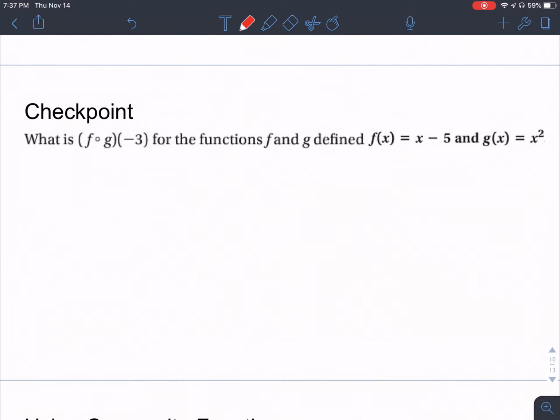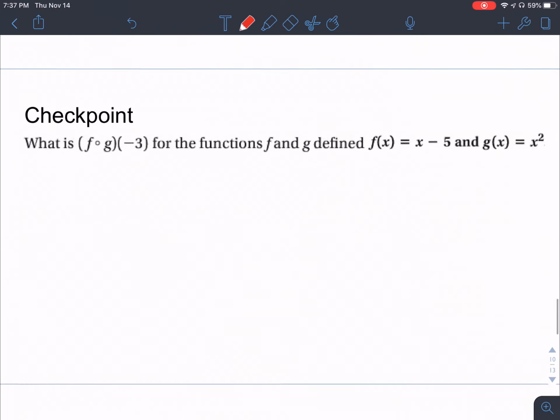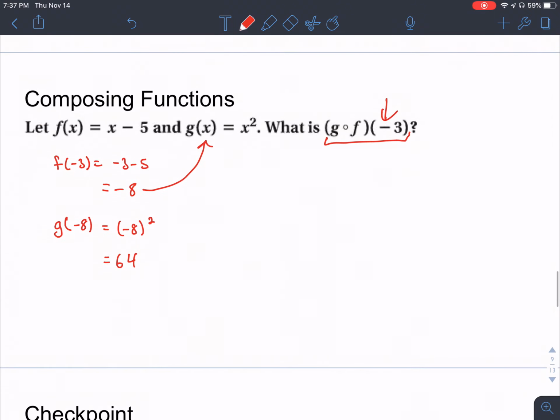Your turn. So what is f of g of negative 3 for the functions f and g defined as f of x equal to x minus 5 and g of x equal to x squared? Looks very similar to the previous question, right? You're almost like, Mr. McDougall, why are we answering the exact same question? Well, first off, I want you to take note that the order here is just reversed.